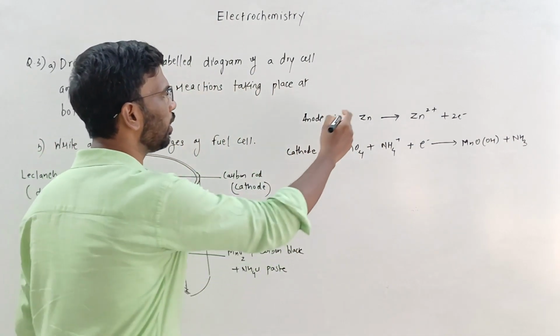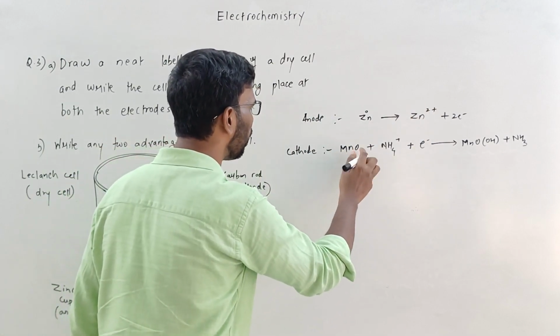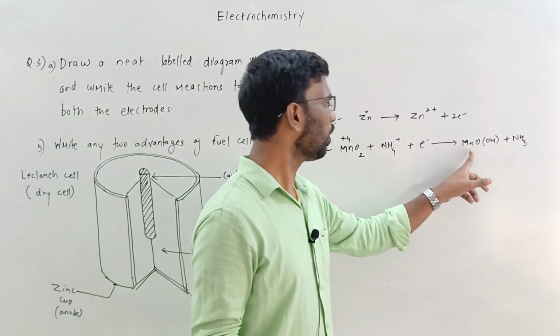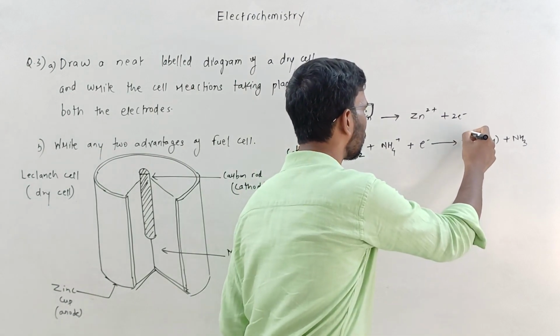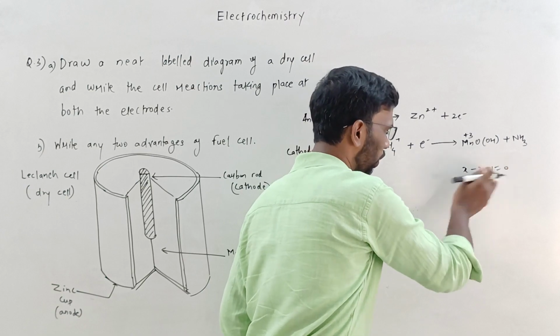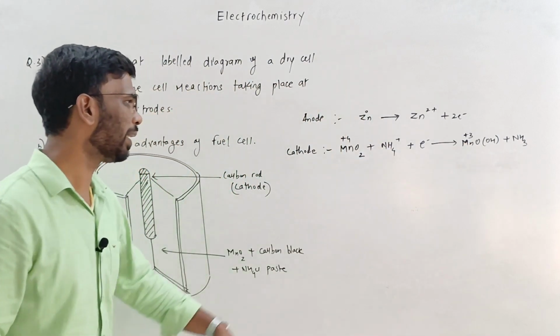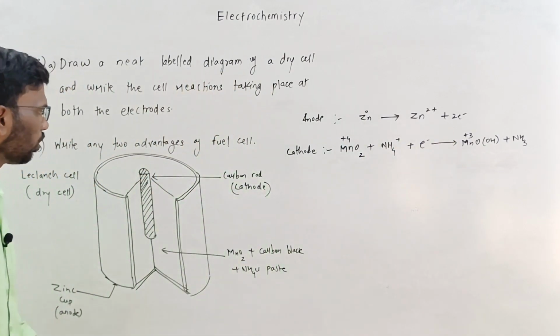See over here, this zinc from 0 is getting oxidized to 2+, and over here this is MnO2. So Mn is changing from +4 to what? What will this be? +3, right? So x minus 2 minus 1 is equal to 0, yes, x is equal to +3. So this is a reduction, by accepting one electron, +4 is changing to +3. This is the whole setup.